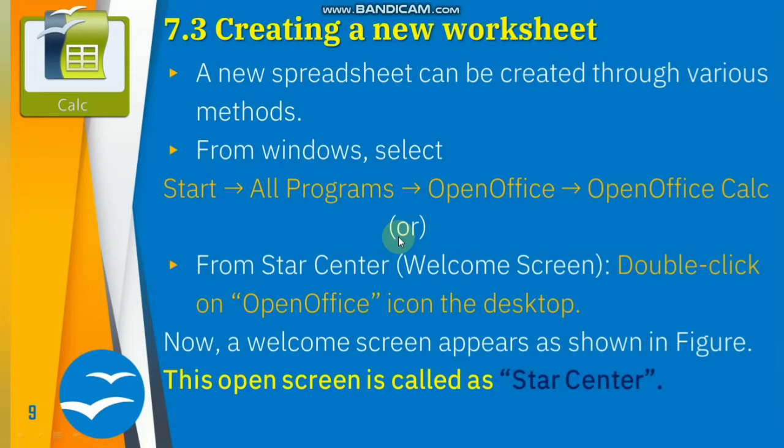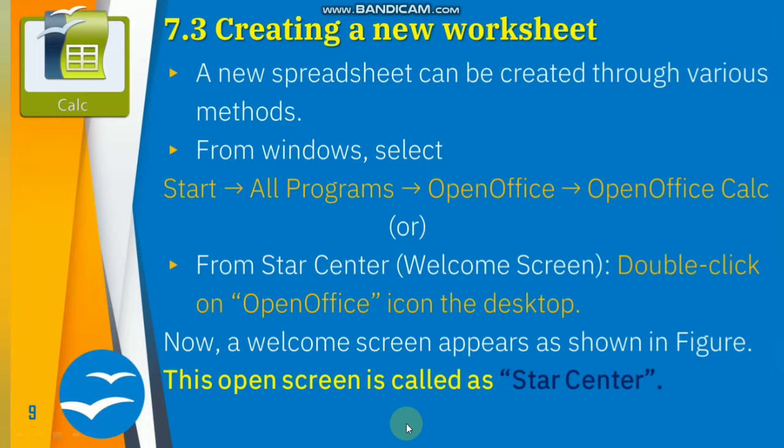Now we will see how to create a new worksheet. You can create a new Calc by choosing Start, All Programs, OpenOffice, and in that OpenOffice Calc. Or you can double click the icon on your desktop, and after double clicking, you will get a welcome screen called the Start Center. We discussed it in the 6th lesson introduction itself. The opening page of the screen is called your Start Center.